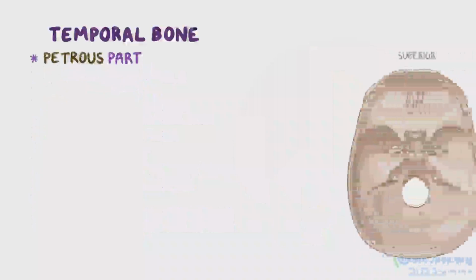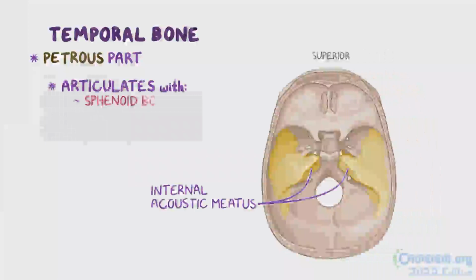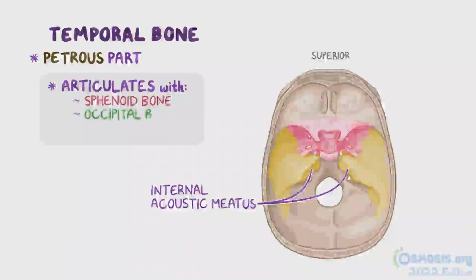From an internal and superior view of the temporal bone, we can see an opening on the petrous part, which is called the internal acoustic meatus. We can also see how it articulates with the sphenoid bone anteriorly, the occipital bone posteriorly, and the parietal bone superiorly.